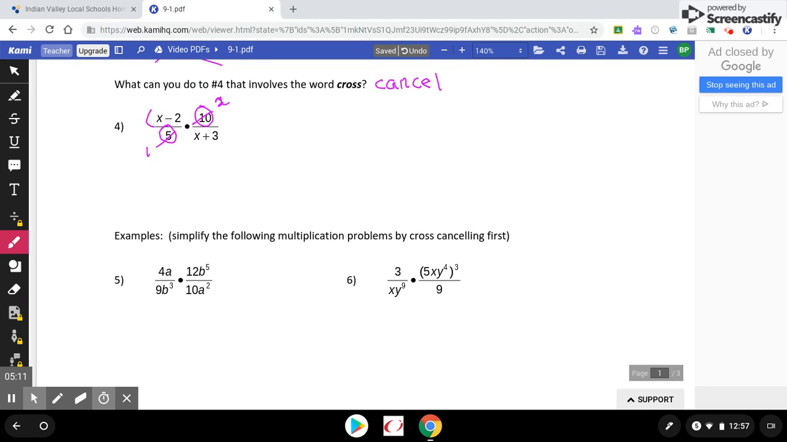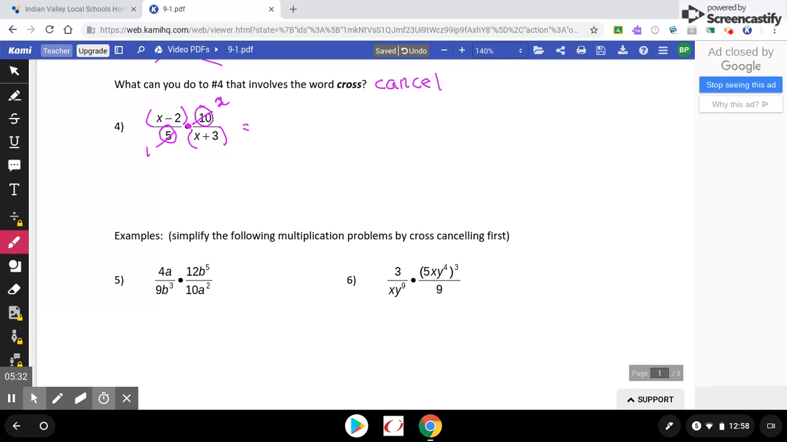Now, careful. It would be really tempting to cancel that single x with that single x. But I'm putting parentheses around these to remind you that they are binomials, and you can only cancel binomials if they're exactly the same. And they're not. One's got a -2, one's got a +3. Can't cancel. Now, what I can do is take care of the times.